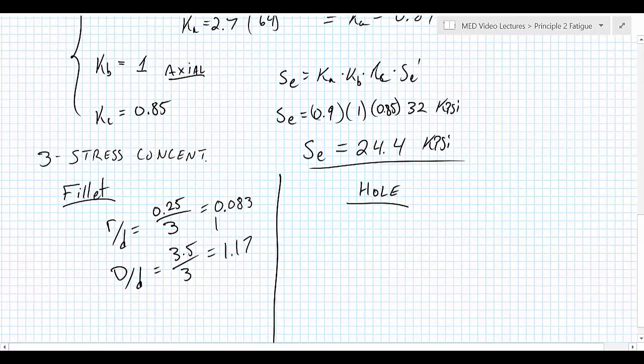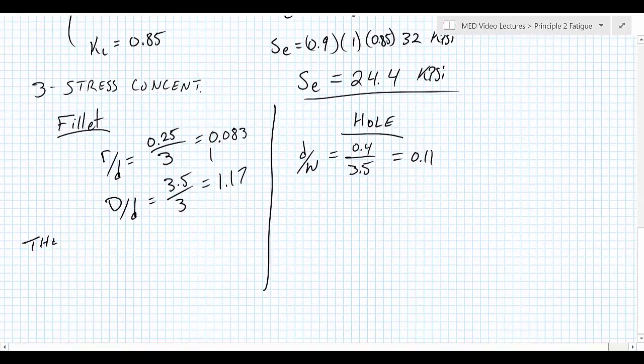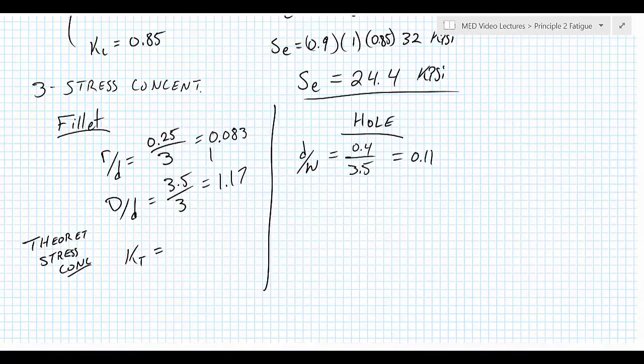So for the hole, we'll have the size of our hole divided by the width of the part that remains. And based on that, we'll come up with the line for our fillet. So that is 0.4 inches divided by the 3.5 inches, where that is. That's equivalent to 0.11. All right, so using those values, we can now come up with the theoretical stress concentration. That is KT. Since we are in normal stress, we're using KT as opposed to KTS. All right, so let's look at those figures.